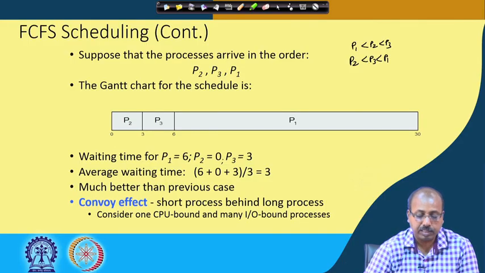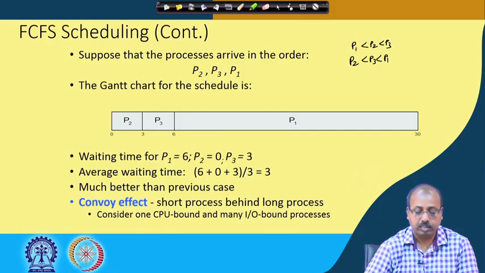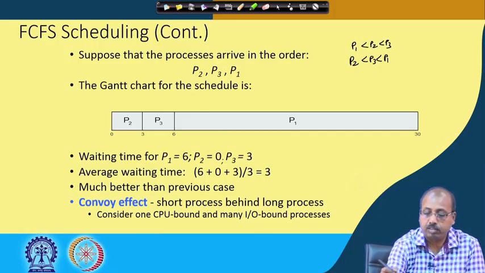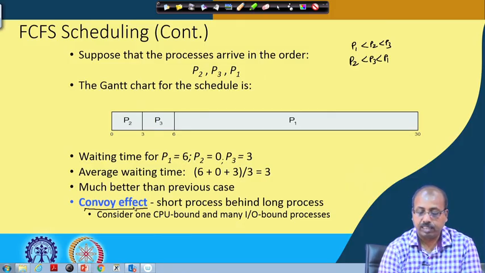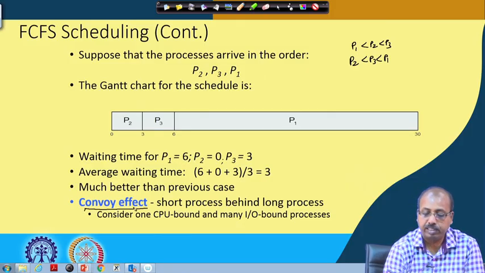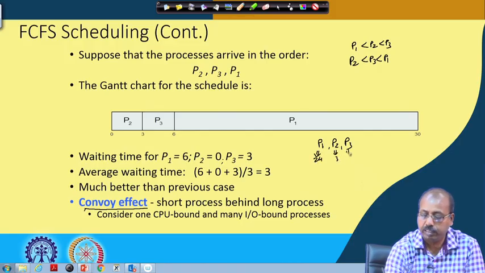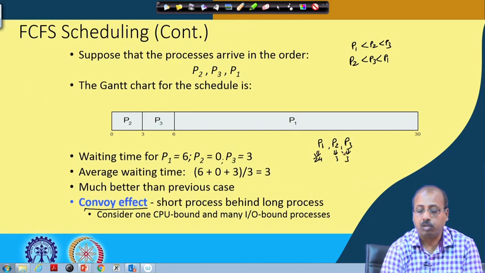Now, the situation that we have here is known as the convoy effect. So, this is called a convoy effect. Convoy effect is like this. Consider the previous situation when P1 came first, followed by P2 and followed by P3. P1 was a large job, 24 units. P2 and P3 were 3 units, so they are pretty small.